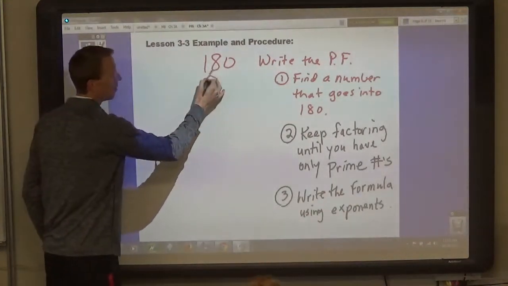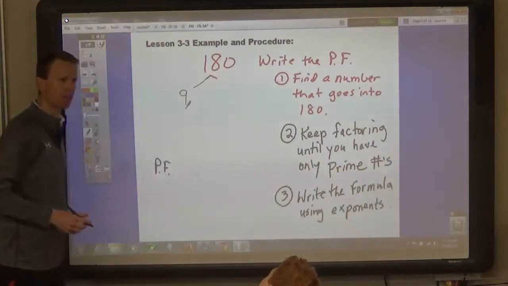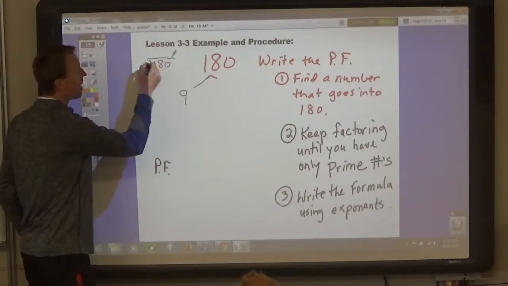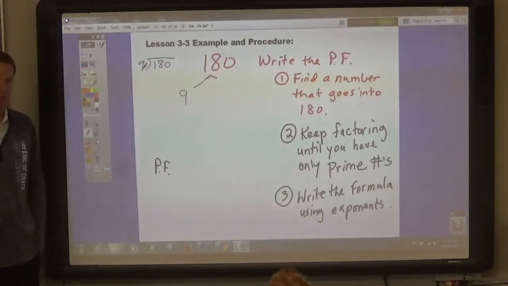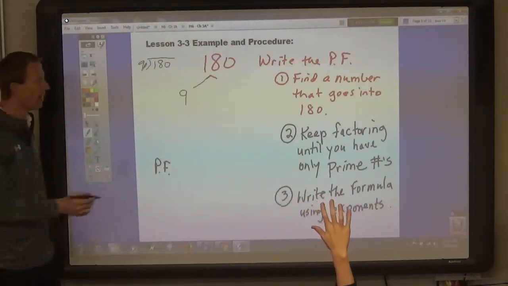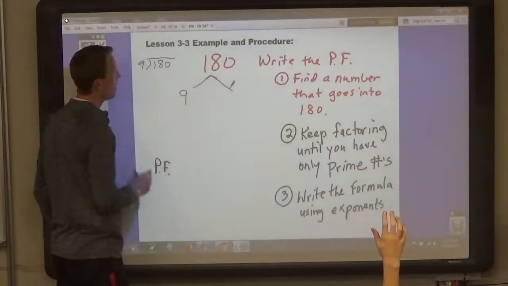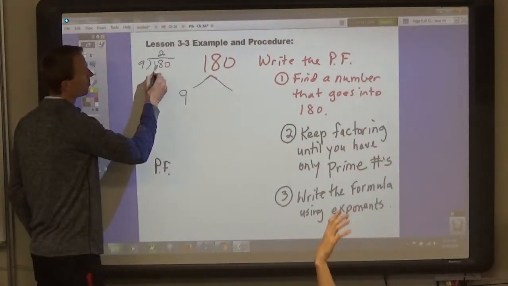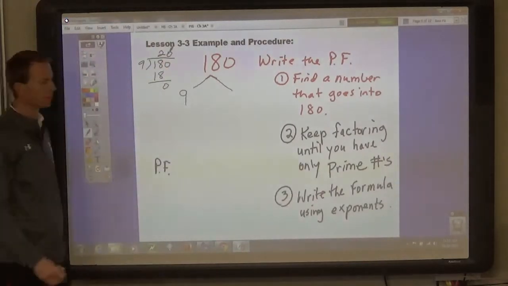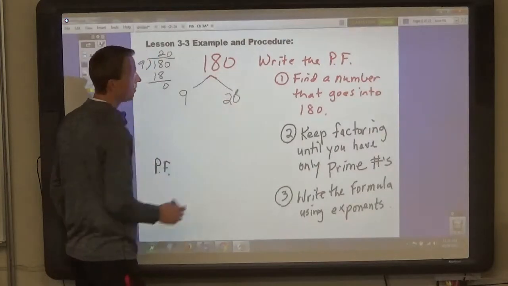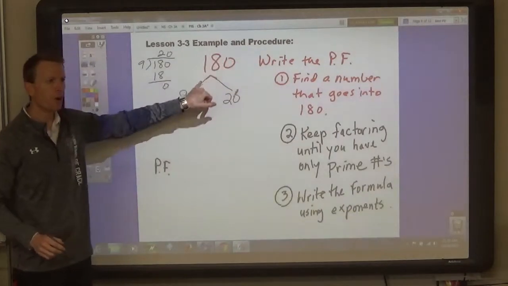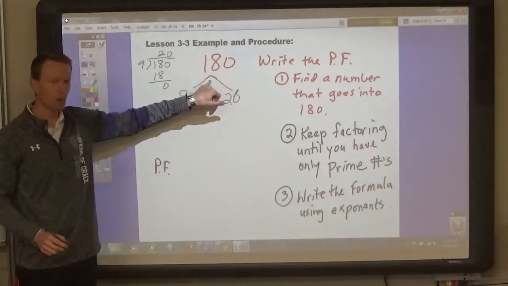First, 9. So, take 180 divided by 9. Do that right now. 180 divided by 9. If you can do that in your head, you can write the answer. Otherwise, just divide it up. 9 and 20, right? Notes. 180, put 180.